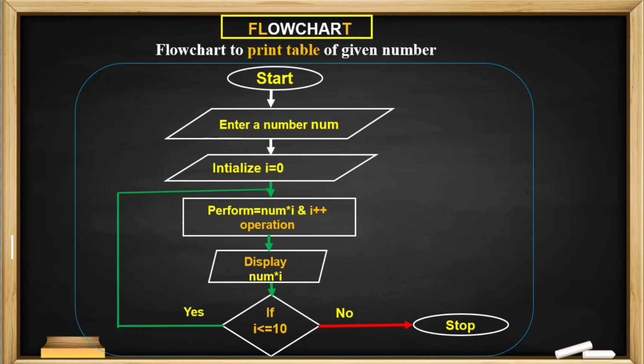Then we shall perform the actual table value computation and increment operation as shown in the process block. We shall display the computed result using the input-output block. At last, the condition is checked whether loop variable I is less than 10 or not. If the condition is true, then loop iteration continues, else it stops.